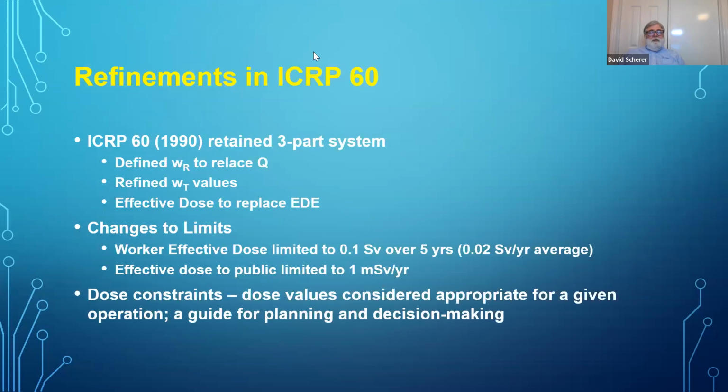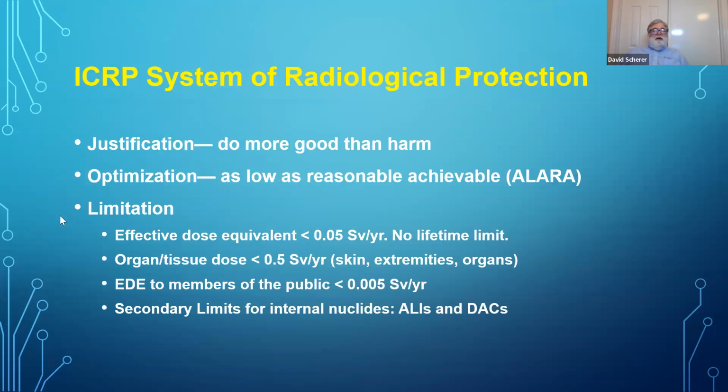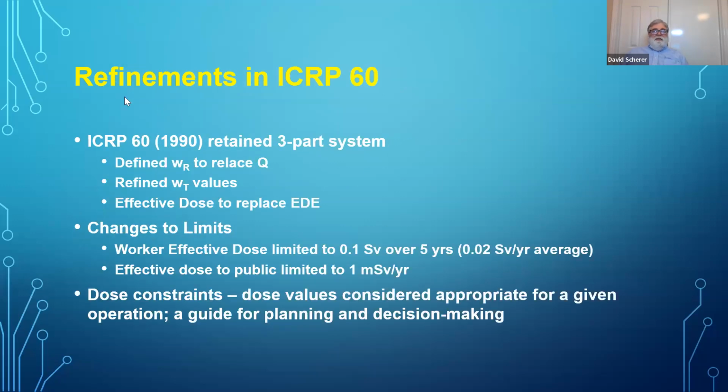Okay, and so these standards were revised in 1990. The basic principles of the system of justification, optimization, limitation did not change, but some of the details did. They retained the 3-part system. I've mentioned before, I think, when we talked about internal dosimetry, they defined the radiation weighting factor to replace Q. Q is based entirely on LET, while WR is judged based on epidemiological data.